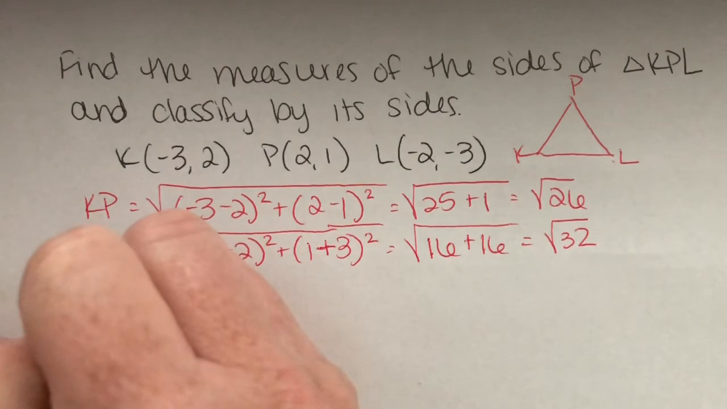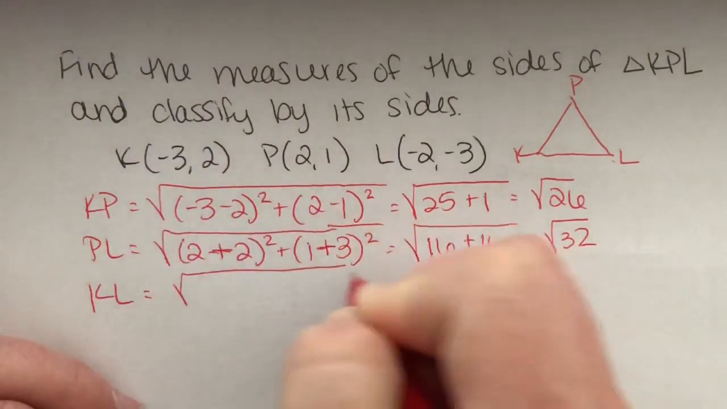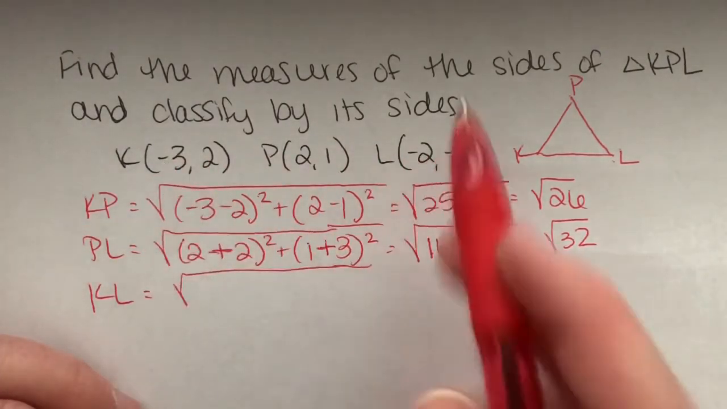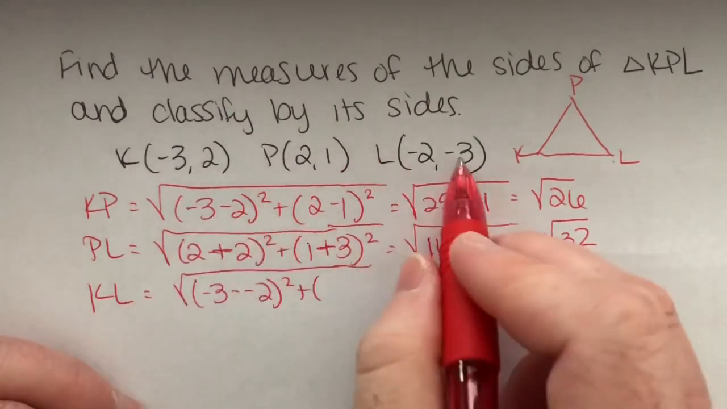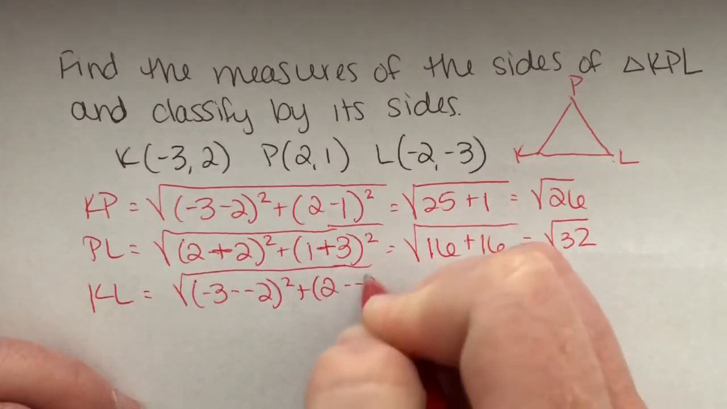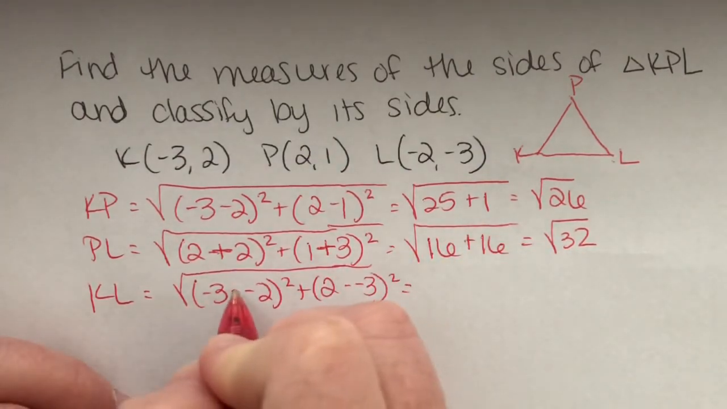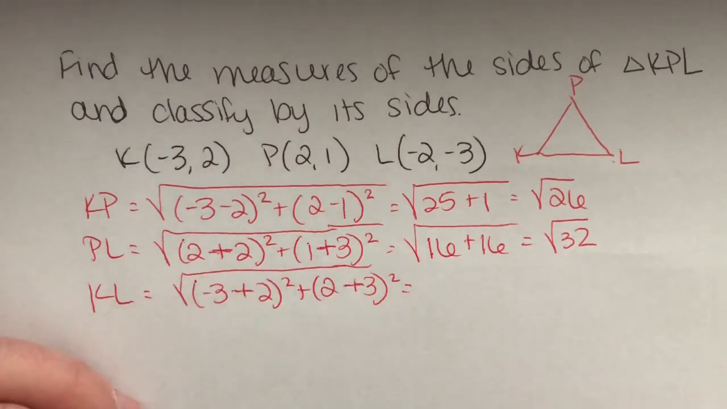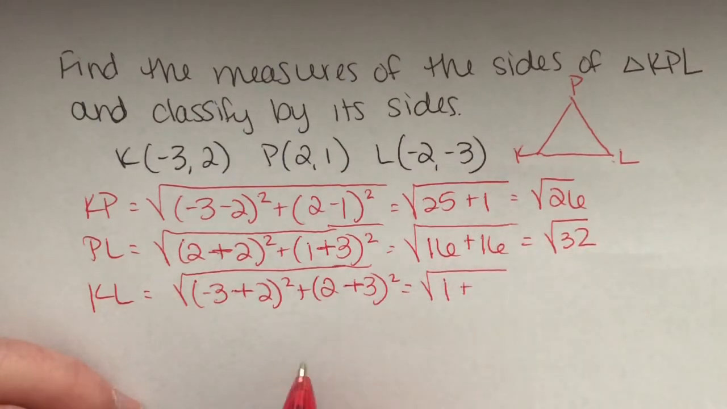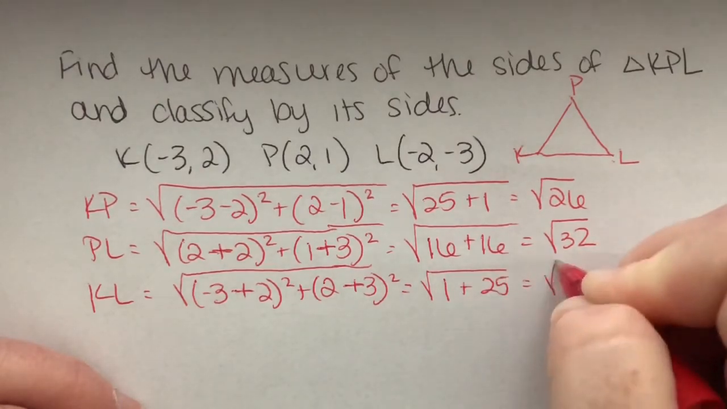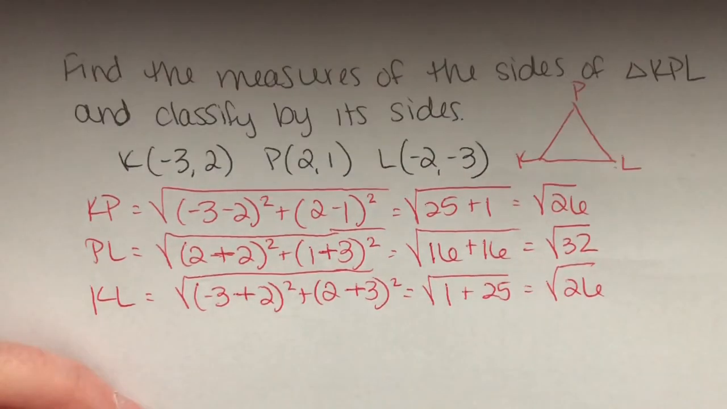So the side is KL. So I have negative 3 minus negative 2 squared, 2 minus negative 3 squared. Anytime you have a double minus, make it into a plus. Negative 3 plus 2 is negative 1. Negative 1 squared is 1. 2 plus 3 is 5. 5 squared is 25. So I get square root of 26. So 2 of my 3 sides here are the same. This is an isosceles triangle again.